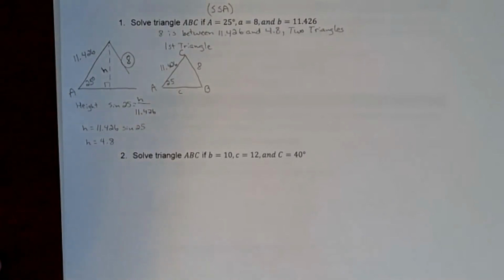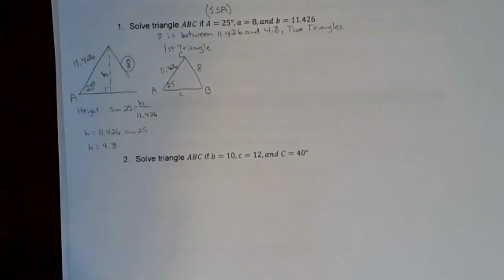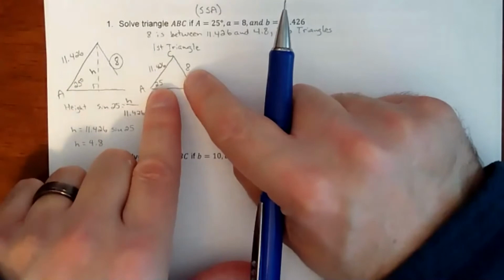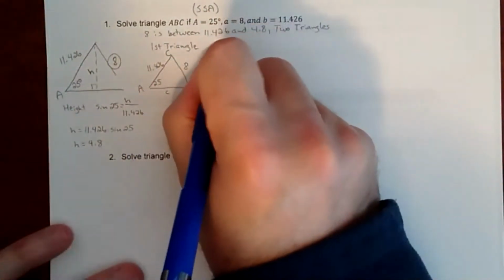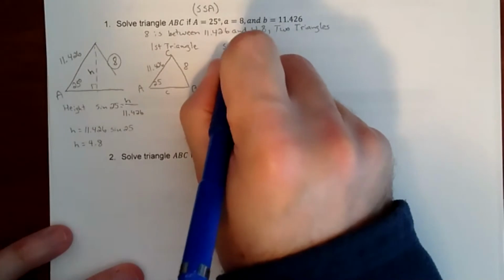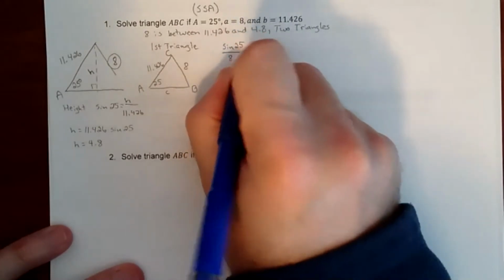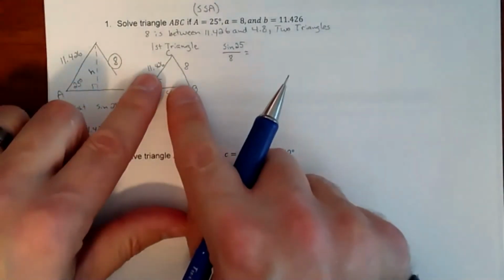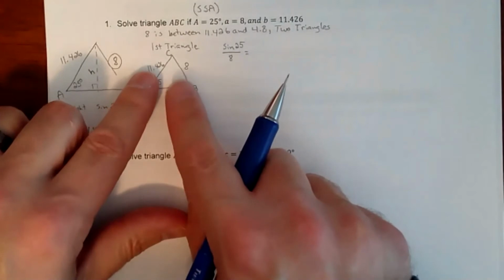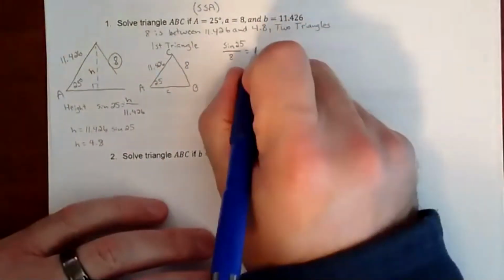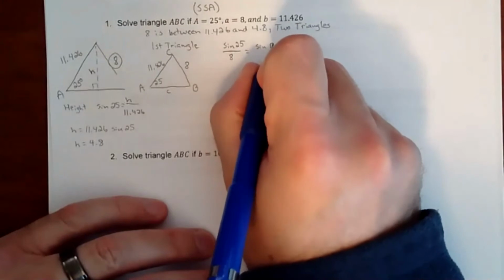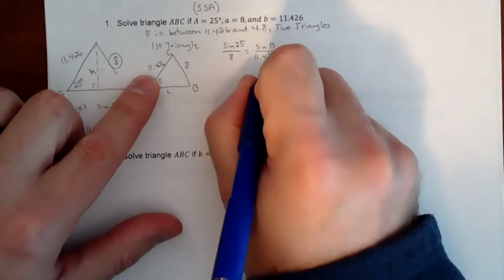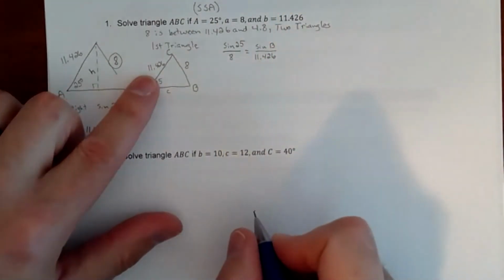Okay, so business as usual, right? We're gonna solve like normal. So here's my one full fraction. So I have sine of 25 over 8, okay, is going to equal, these are the other two that I know one of the two pieces of, but I don't know the angle. So it's going to be sine of b over 11.426.